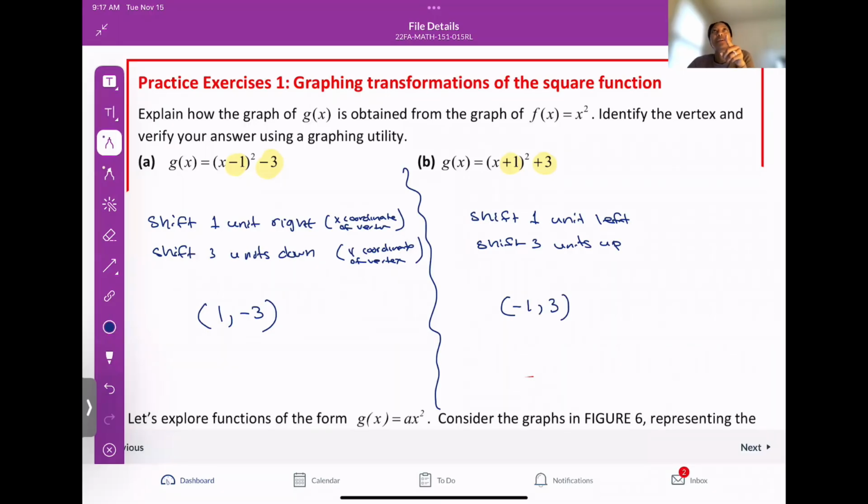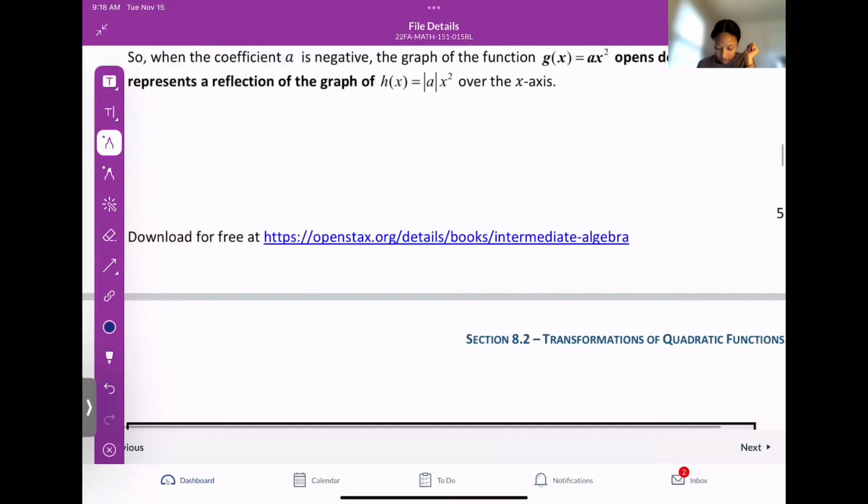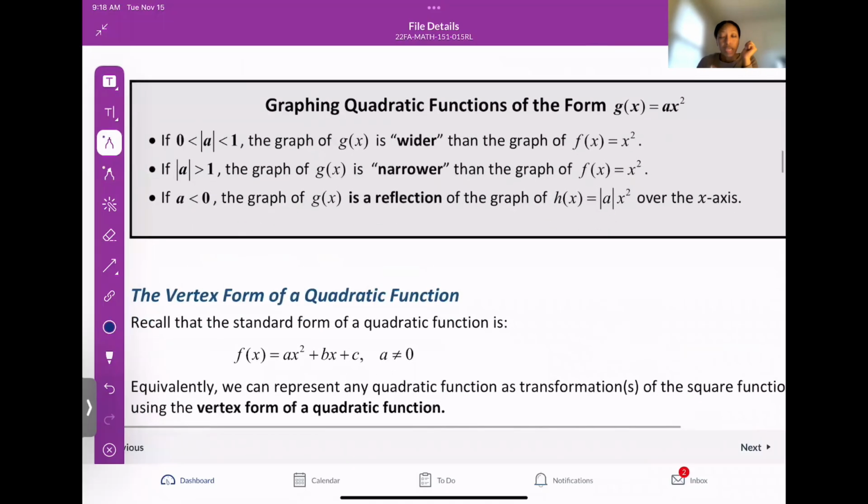The other thing that we need to talk about is when our graph is wider or narrower than x squared. And that is depending on what the value of a is. There's a table here. If the absolute value of a is equal to 1, if you have -x squared or x squared, then you're going to get a graph that is exactly the same width as x squared. If your a value is bigger than 1, then that means that graph is going to grow faster. So you're going to end up with a graph that's narrower than x squared.